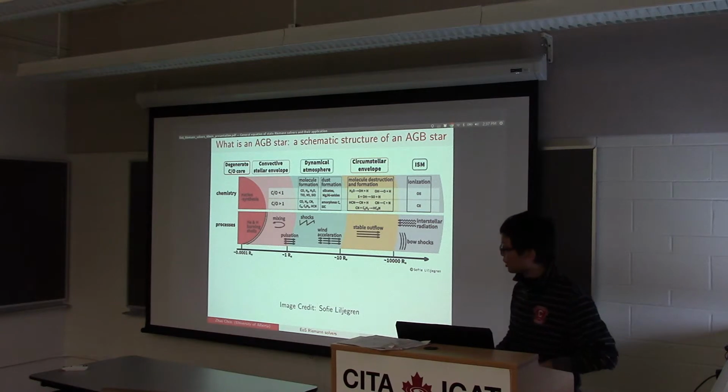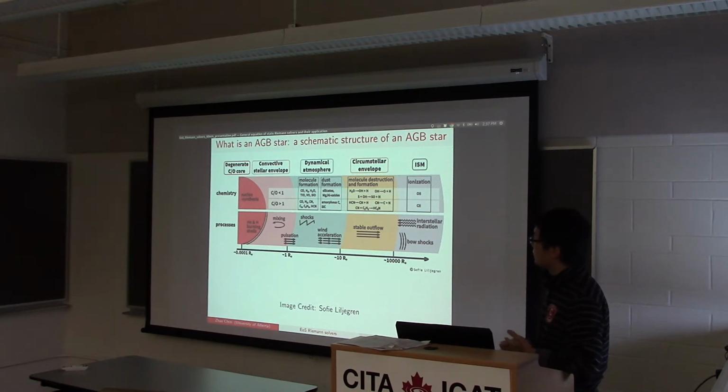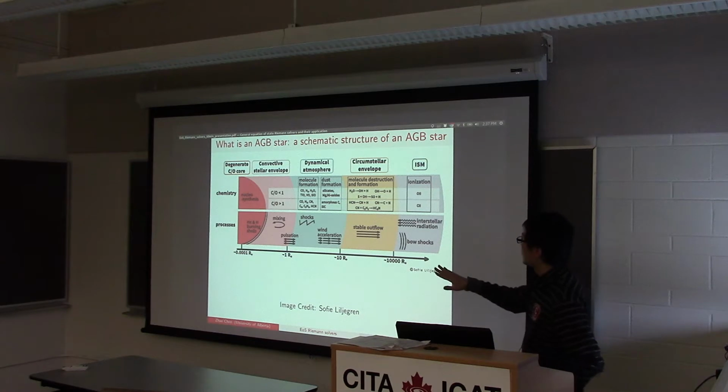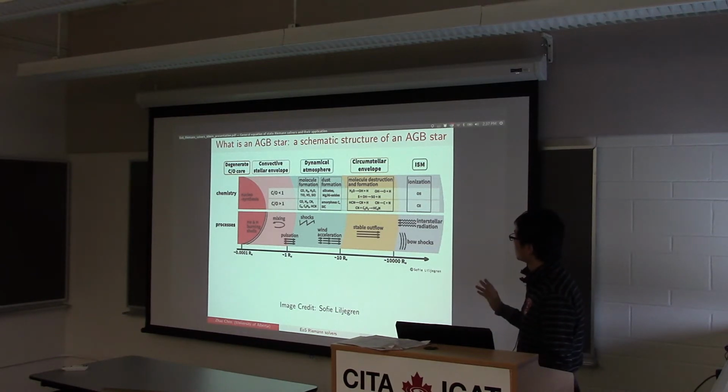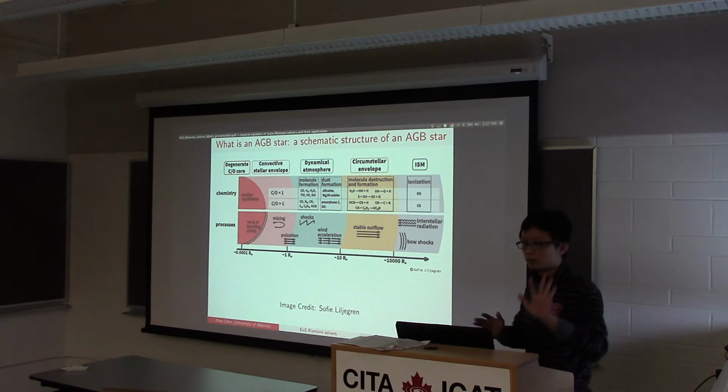We need to simulate, to set up the AGB model. We need to understand the structure of the AGB star. From the inside, it has a carbon or oxygen degenerate core, and as we move out, it has the same.